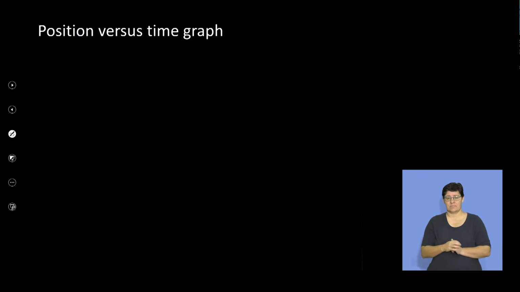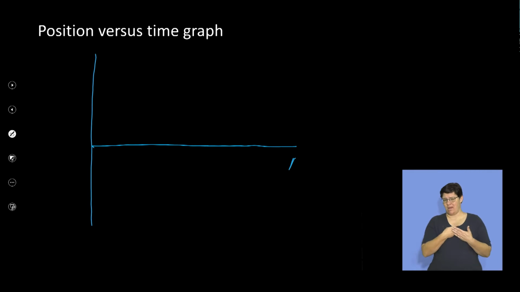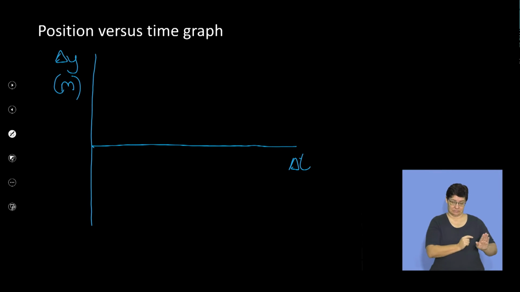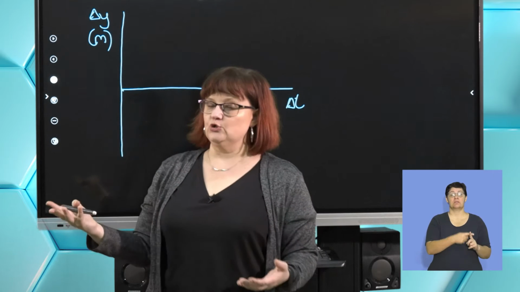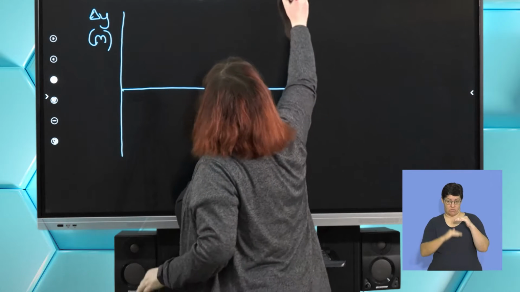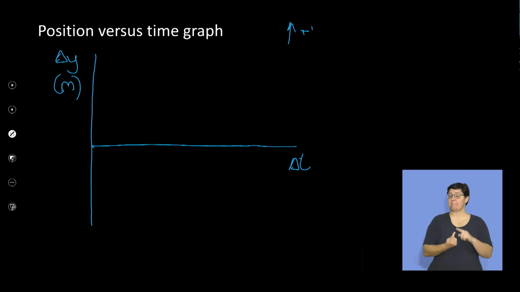Let's look at a position time graph. We're doing sketches, so please, you really do need to use a ruler. I can't on the board. So we always have time, and we have position. Now, depending on which direction I take as positive, that's going to determine whether the graph sits above the x-axis or below the x-axis. So let's take up as positive.